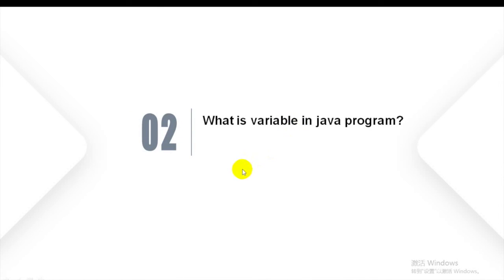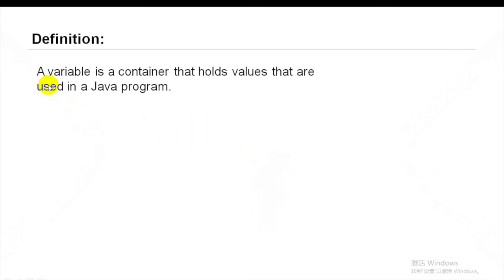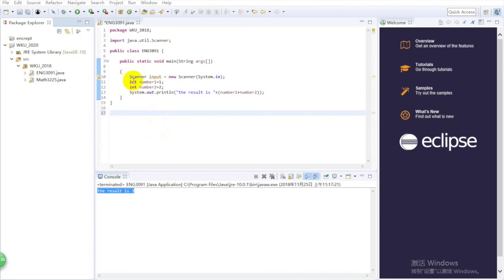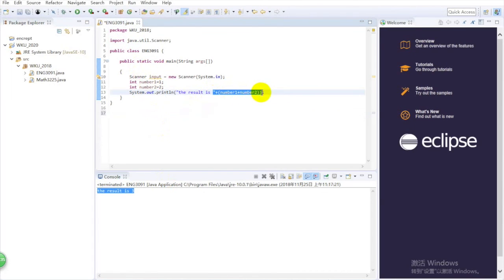Now let's look at variables in a Java program. The definition of a variable is a container that holds values that are used in a Java program. This is a simple Java program to calculate the sum of number1 and number2. In this program, number1 consists of the type integer, the name number1, and the value 1. So it is a variable.